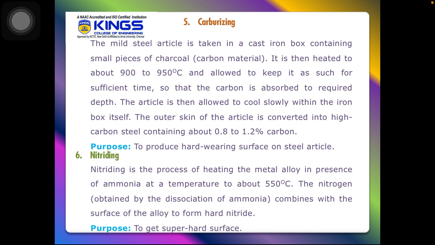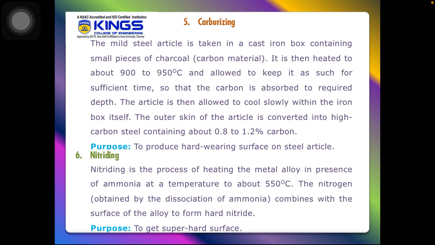The fifth heat treatment process is carburizing. The mild steel article is taken in a cast iron box containing small pieces of charcoal. It is then heated to about 900 to 950 degrees centigrade and kept as such for sufficient time so that the carbon is absorbed to a required depth. The article is then allowed to cool slowly within the iron box itself.